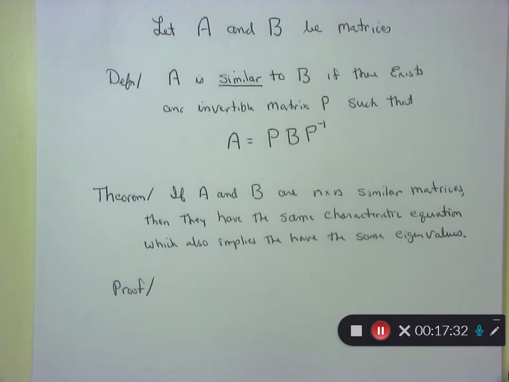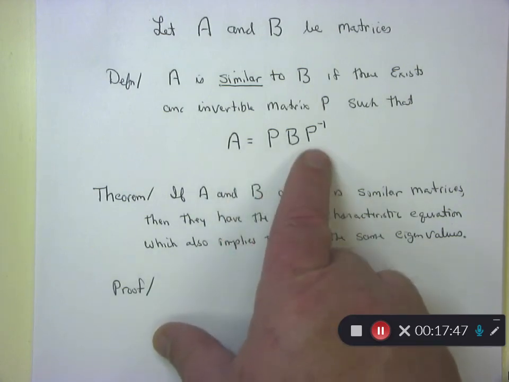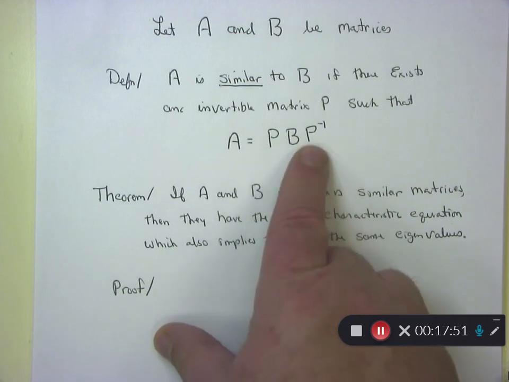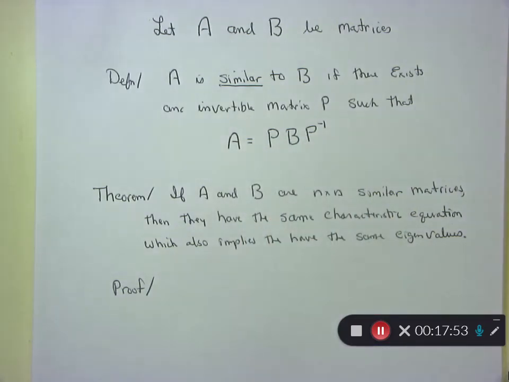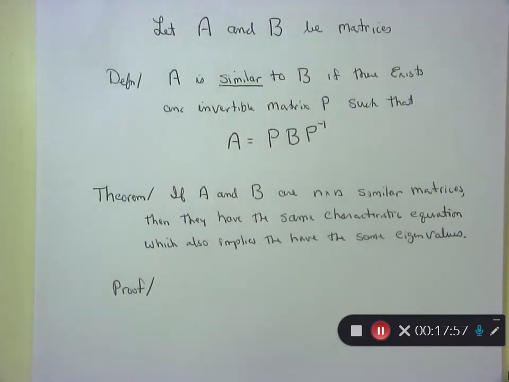But for a matrix A to be similar to a matrix B, there must exist an invertible matrix P. So P has got to be there and P inverse has got to be there, such that A is equal to P times B times P inverse. One matrix shows up on the left, the inverse shows up on the right, and you've got your matrix in the middle. If you put that together, you get back to where you started from, which was matrix A.